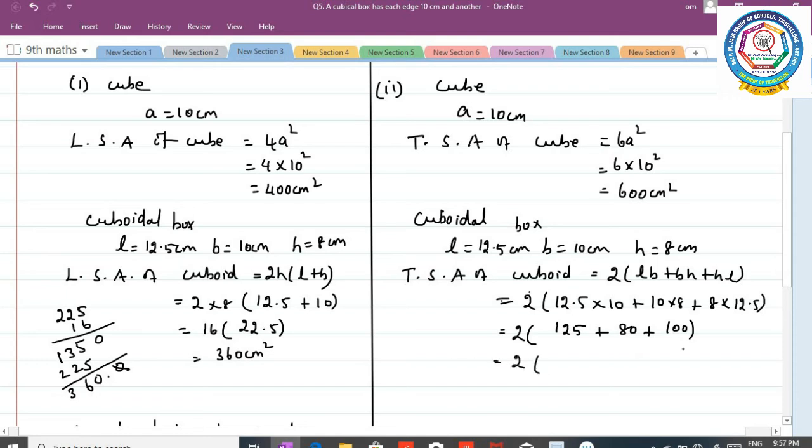Then 2 into 100 plus 80 plus 125. Here is 5, here is 0, remaining 1, 3. So 305. If you multiply by 2, 5 twos are 10, 3 twos are 6, so 610 centimeter square. This is the total surface area of the cuboid. The total surface area of the cube is 600.